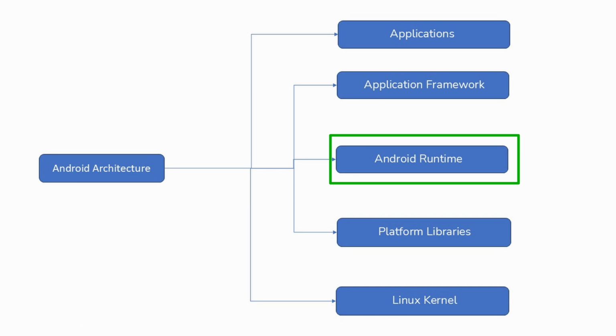It relies on Linux Kernel for managing memory and multitasking, allowing multiple apps to run efficiently without slowing down the device. Core libraries enable developers to build Android apps using Java or Kotlin, making development easier and more powerful. Overall, Android Runtime ensures apps run faster, consume less memory, and perform efficiently on all Android devices.